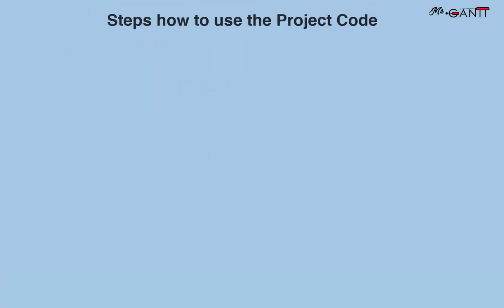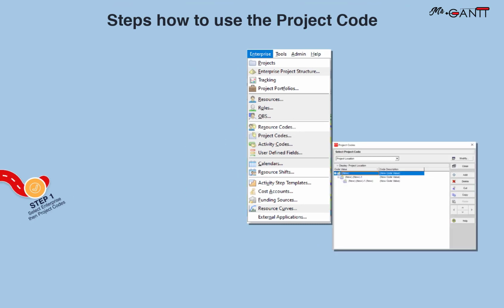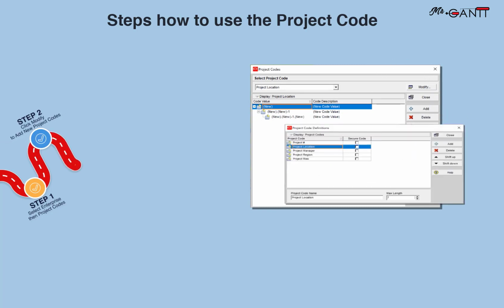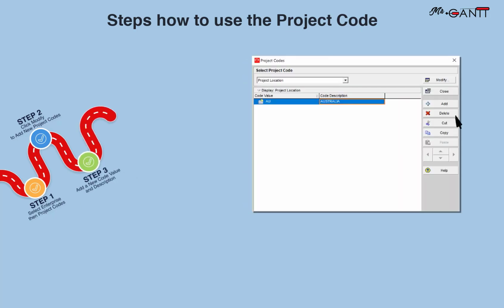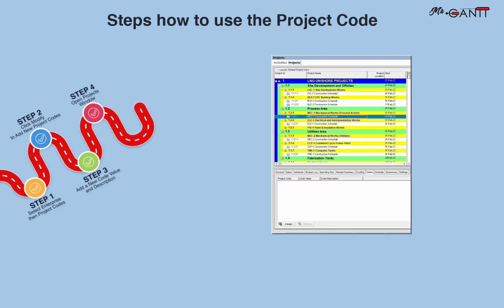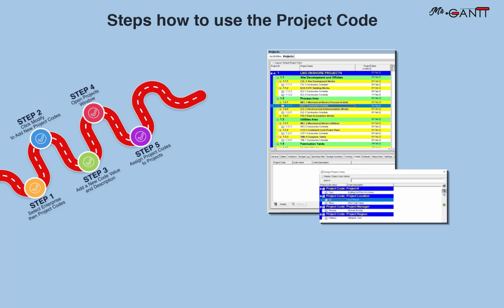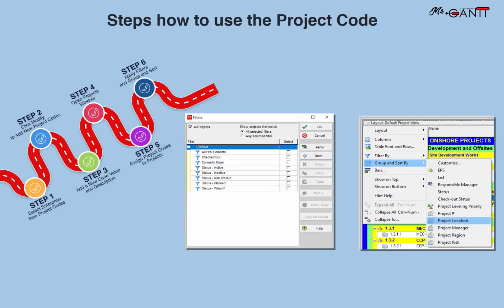Here are the steps on how to use a project code. Step 1. Select Enterprise, then Project Codes. Step 2. Click Modify to add new project codes. Step 3. Add a new code value and description. Step 4. Open Projects window. Step 5. Assign project codes to projects. Step 6. Apply filters and group and sort.